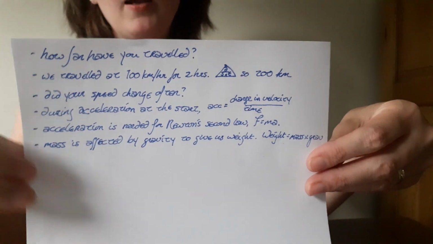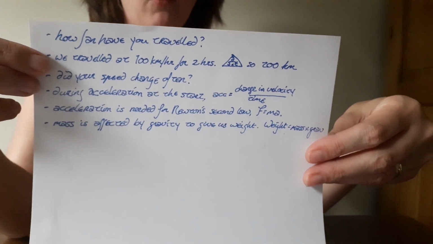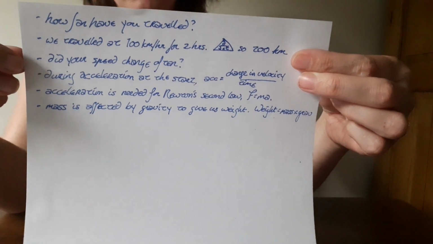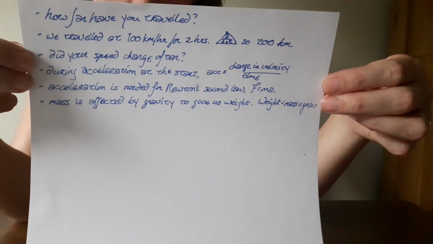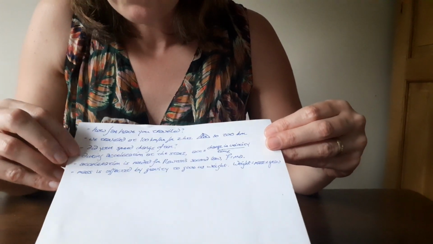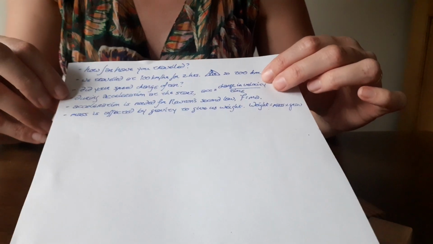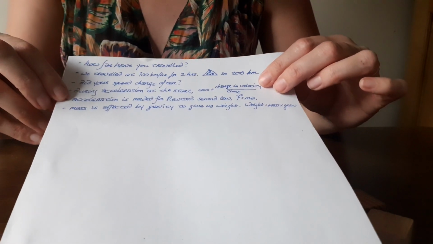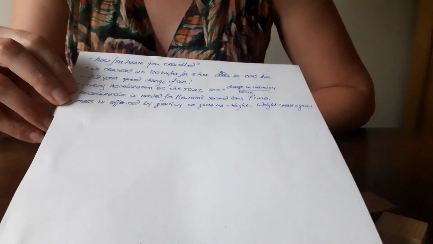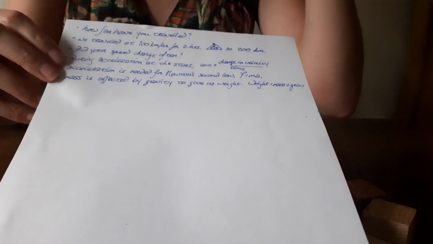How far have you travelled? Oh, we've travelled 100 kilometres in 2 hours. Speed is distance over time, so we know that's 200 kilometres. Sorry, I can't read through the paper. Did your speed change often? Oh, during acceleration at the start, because acceleration is change in velocity divided by time. Oh, acceleration is needed for Newton's second law. Force is mass times acceleration. Yes, and mass is affected by gravity to give us weight. Weight is mass times gravitational force.